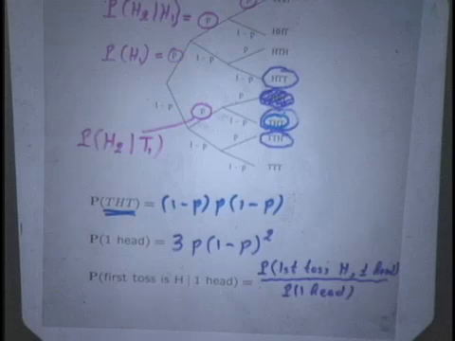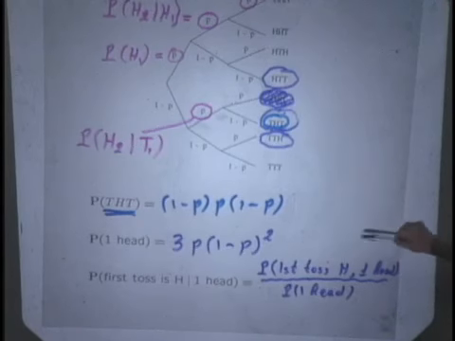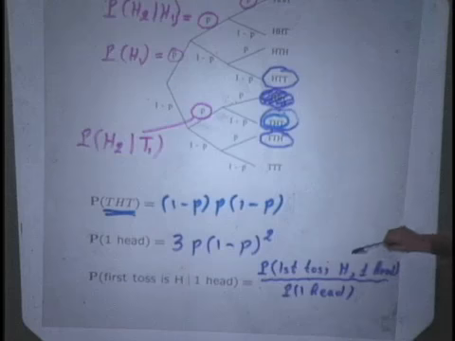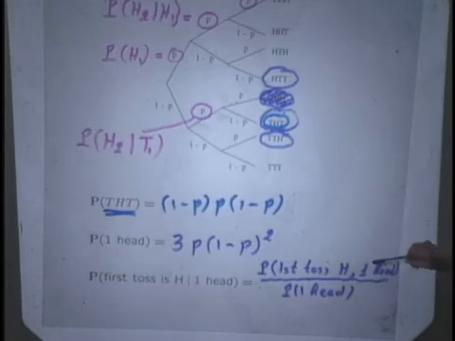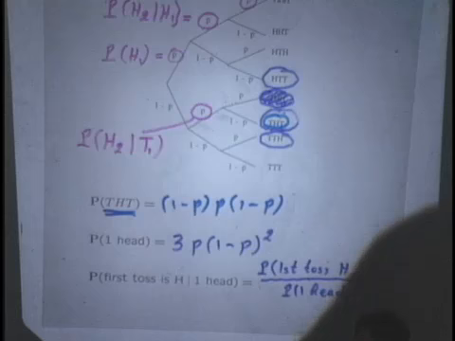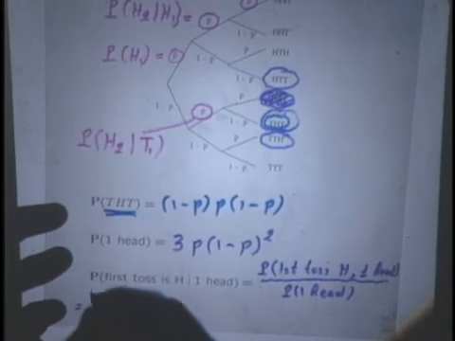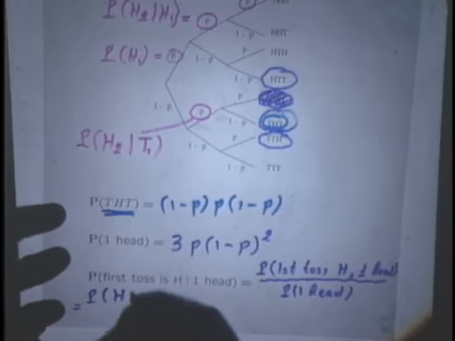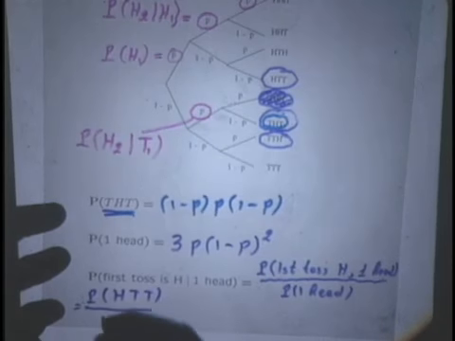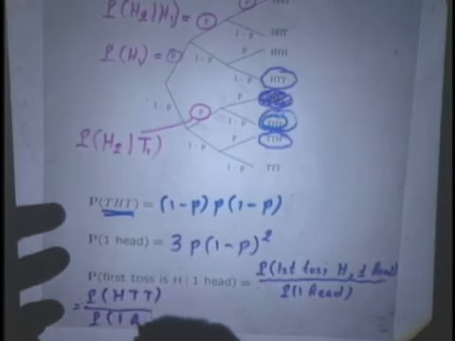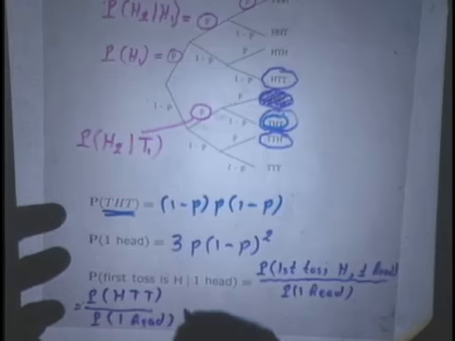What is the probability that the first toss is heads and we have exactly 1 head? This is the same as the event heads, tails, tails. If I tell you that the first is heads and there's only 1 head, it means that the others are tails. So this is the probability of heads, tails, tails, divided by the probability of 1 head. And we know all these quantities.